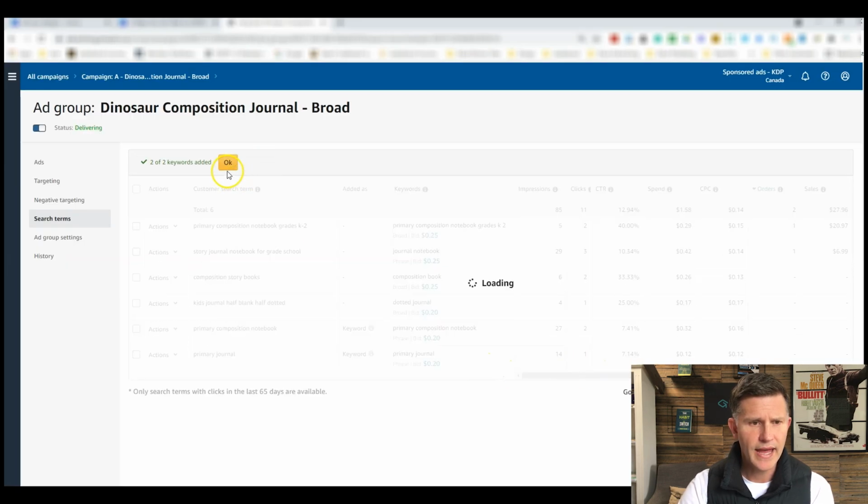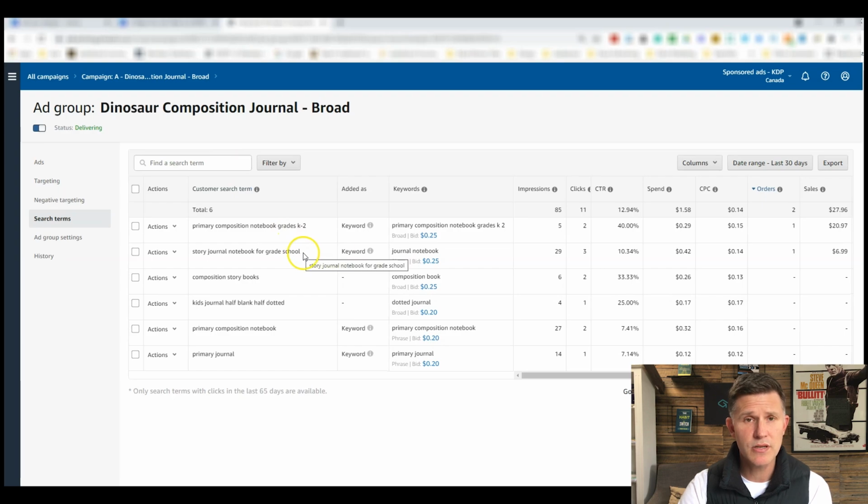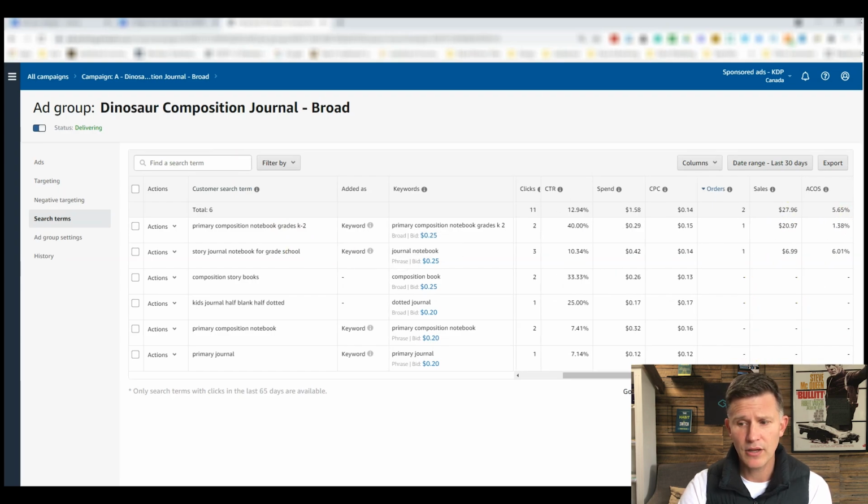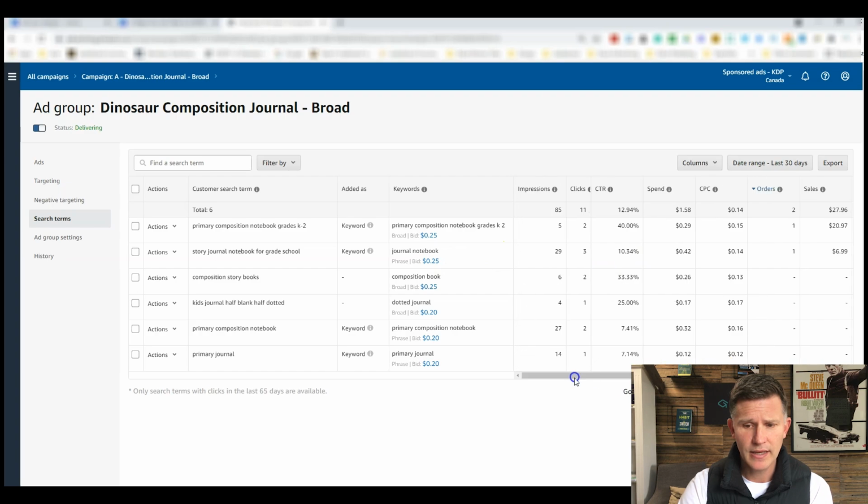Okay, so we've added those two keywords in there because we know at this point in time they're quite profitable keywords at 1% ACOS and 6% ACOS, and we want to increase the impressions as well. So we really need to increase that more. The next thing we need to do is, if there were any of these keywords which were blowing up, we would negatively target them. But that might be for another time. Just say we had composition storybooks which had 8 clicks and no purchases, we will put that in negative targeting.